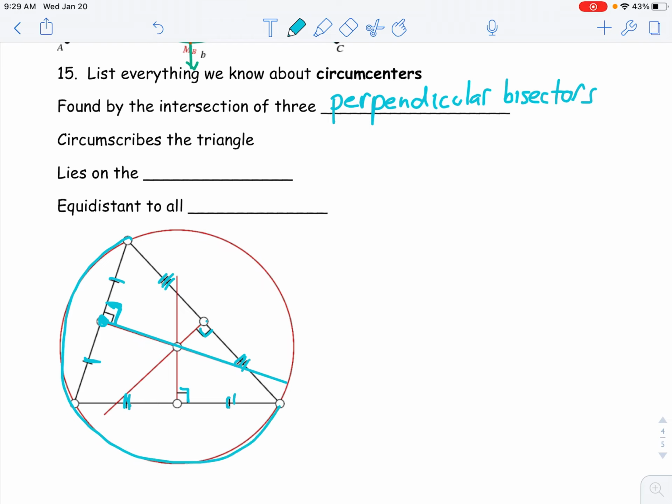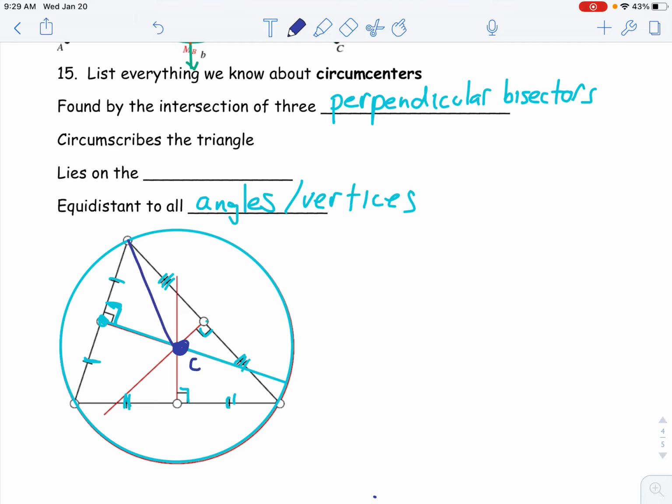All right, and we'll elaborate on that right now. Actually, it's equidistant to all the angles or the vertices, however you want to think about it. Equidistant to all angles, vertices, and we can kind of elaborate if we would like. Like this right here, this point's the circumcenter. That's the radius of the circle. That's the radius of the circle. That's the radius of the circle. All the radiuses are always the same. So it's equidistant to the vertices, and it actually lies anywhere.